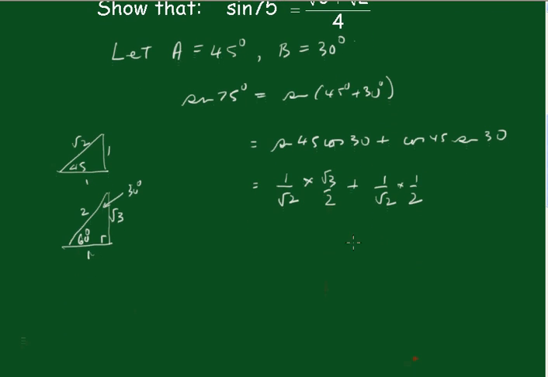Right, I'll tidy it up a little bit. This would be root 3 plus 1 over 2 root 2. Now rationalising, we get root 2 over root 2. Of course that becomes root 6 plus root 2 all over root 2 by root 2 is 2, times 2 is 4.